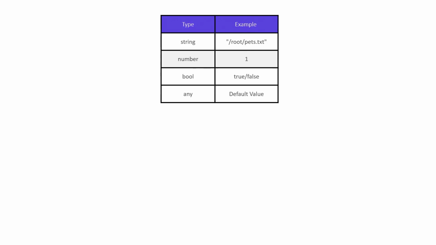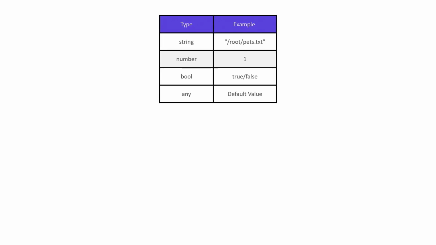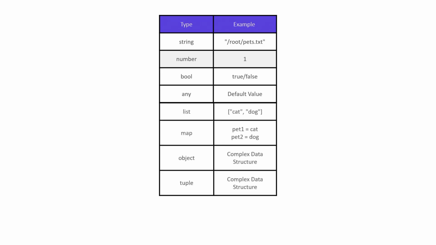The type parameter, as mentioned previously, is optional. If it is not specified in the variable block, it is set to the type any by default. Besides these three simple variable types, Terraform also supports additional types such as list, map, set, object, and tuple. Let us now see how to use all of these in Terraform. Let us start with list.